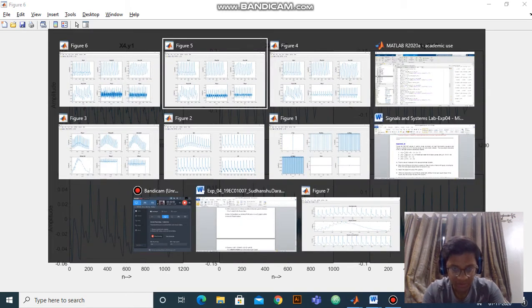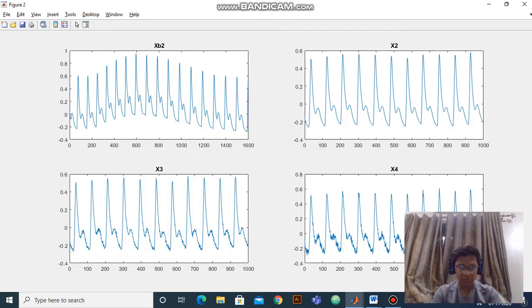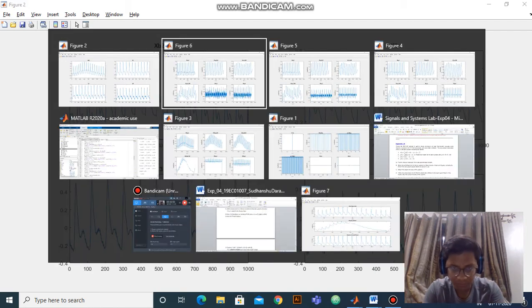Now the next thing which we observe is that in the input signals which we have, xb2, x2, x3, and x4, in the signal xb2 we observe a trend. That is, it is not a clean signal, it does not go in a straight line, rather we observe a trend. This trend is known as the baseline wander. As we can observe, x2, x3, and x4 are clean, straight signals and do not have any baseline wander, but the signal xb2 has a baseline wander. So we'll try to remove this baseline wander.